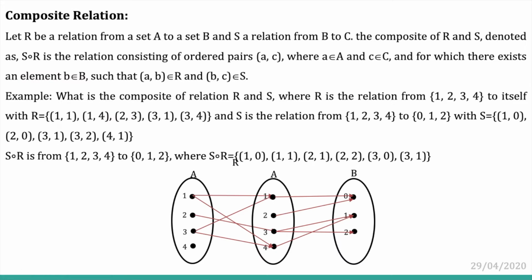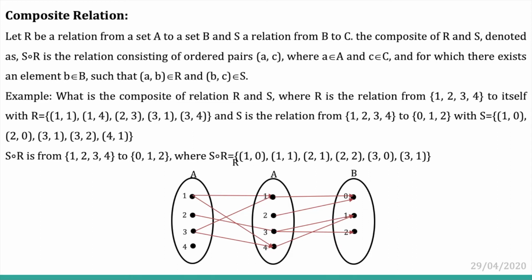Now let's talk about the composite relation. Let's say there are two relations. Relation R is defined over the set A to B and relation S is defined over set B to C. The composite relation of R and S is defined over the set A to C and it consists of the ordered pairs A, C, where A belongs to A and C belongs to C, and for all such ordered pairs A, C in the composite relation of R and S, there exists an element B in the set B such that the ordered pair A, B exists in the relation R and the ordered pair B, C exists in relation S.